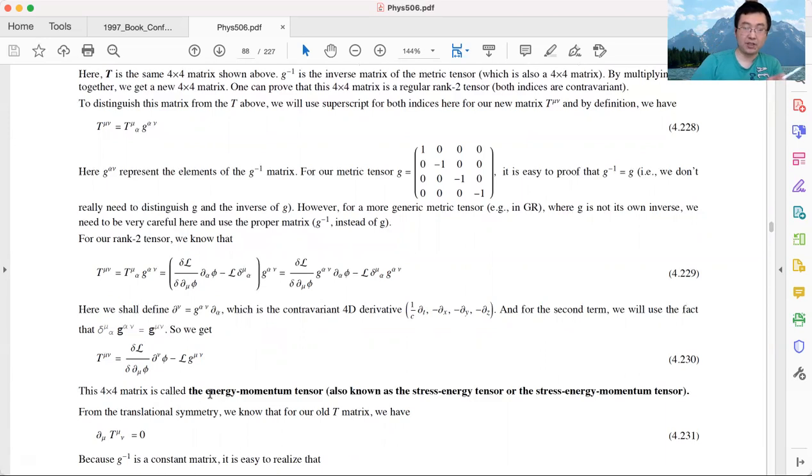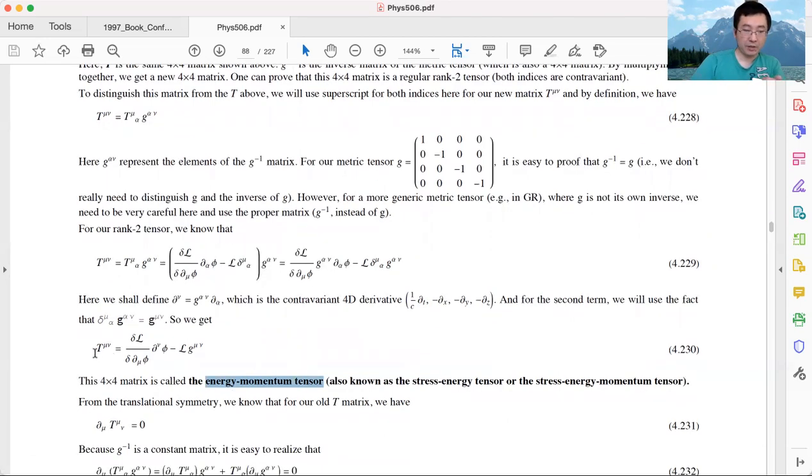It is called the energy momentum tensor. It is also known as the stress energy tensor or stress energy momentum tensor. And this tensor is what we need to define a 4D formula for the energy and momentum conservation. So that is the definition of the energy momentum tensor.